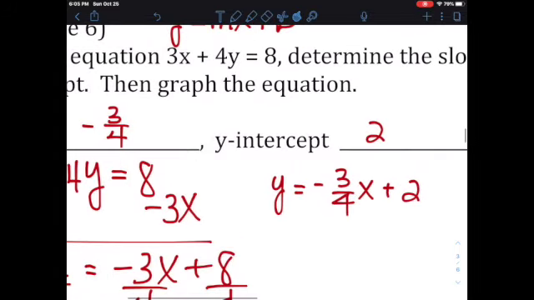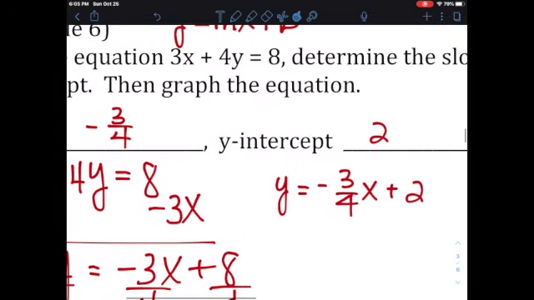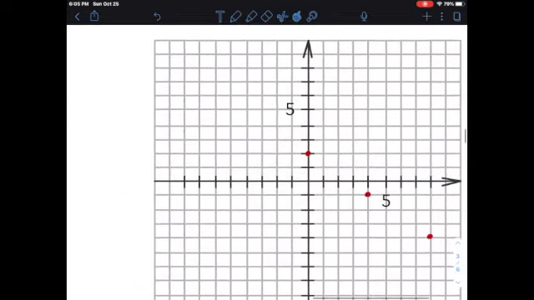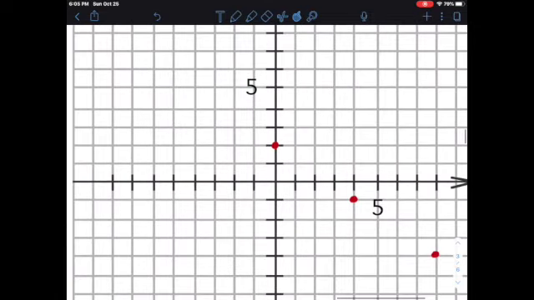You can have negative 3 over 4, or you can have 3 over negative 4. All those numbers mean the same thing as long as you only have one negative sign. So I can go the other way, which is go up 1, 2, 3, and to the left 1, 2, 3, 4.